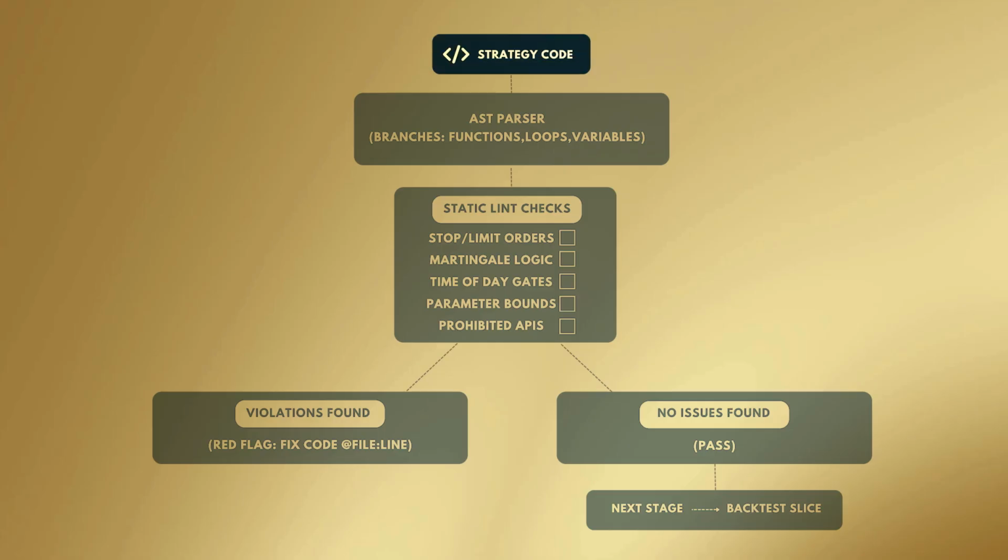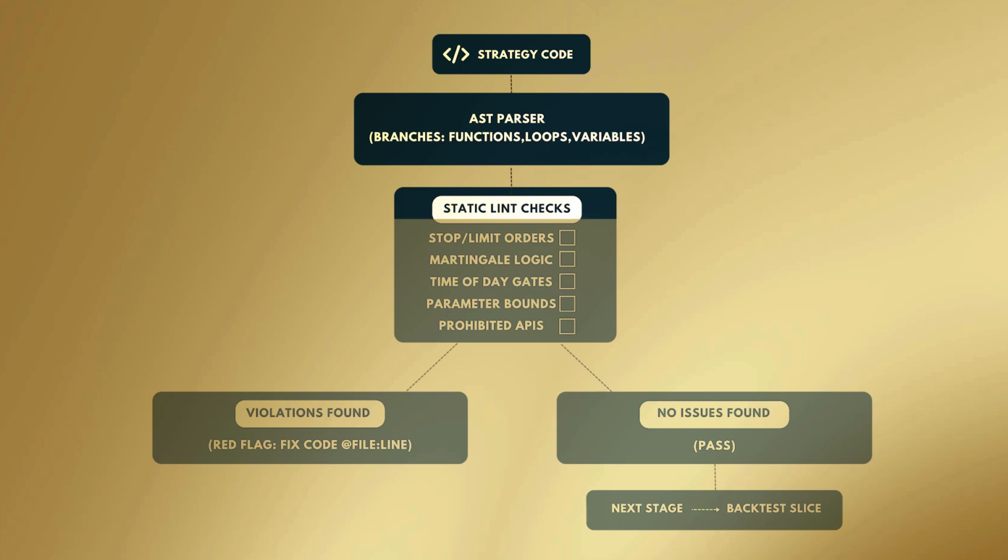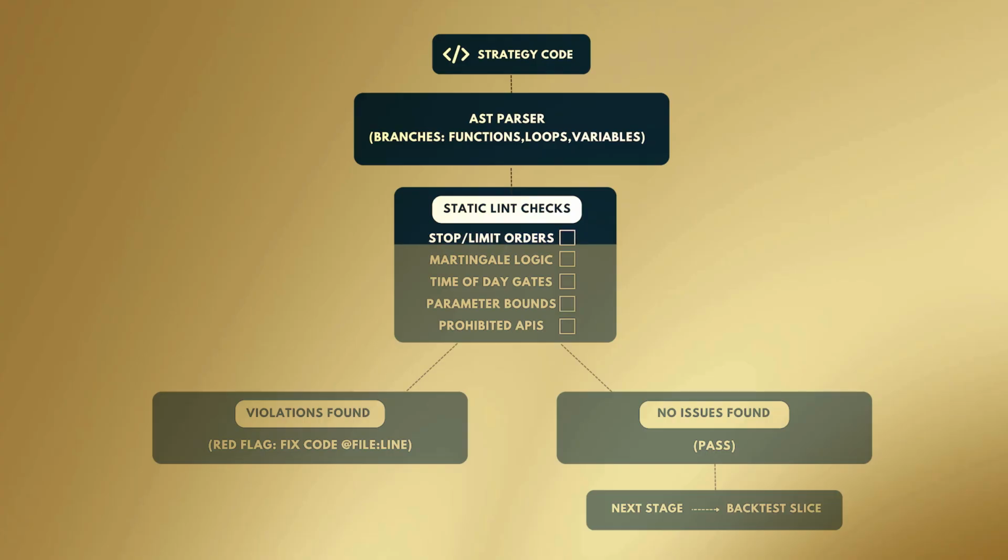We begin with the strategy code as it enters the acceptance pipeline. The first step is parsing. The code is converted into an abstract syntax tree or AST, which maps out its structure in branches of functions, loops, and variables. Next, we run lint scans across every branch of this AST. These rules look for risky or disallowed patterns, such as missing stop/limit orders, martingale, or averaging down logic, time of day gates, improper parameter bounds, or prohibited calls like time.sleep and raw sockets.